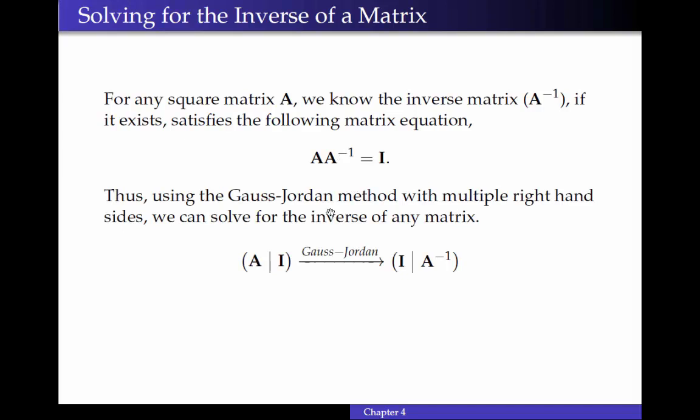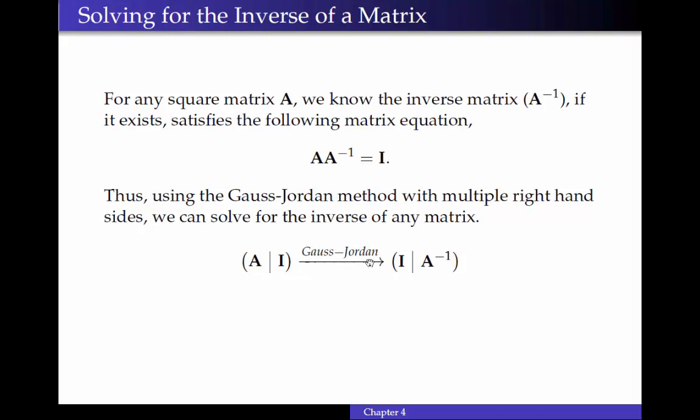So we can use that Gauss-Jordan method with multiple right-hand sides to solve for this inverse, this unknown quantity. So we start out with the matrix A on the left-hand side of the augmented matrix, right? We start with the coefficients on the left-hand side. And the matrix I on the right-hand side, right? The right-hand side of the matrix, which normally we'd see a B here, is an I. And then we're going to perform Gauss-Jordan elimination.